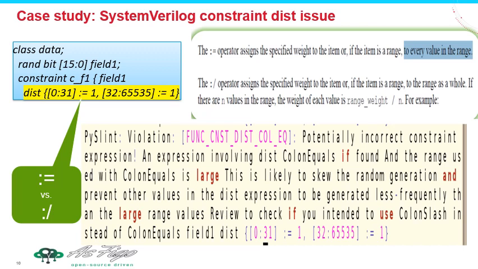It says, maybe, you know what, the range is large and you're using a colon equals, maybe you wanted colon slash. Again, this is just an indication. Static checking is all about predicting what could go wrong. If you really wanted it, go ahead and disable this rule specifically and then go with it. But most of the time, you do not want the colon equals there, you wanted a colon slash.